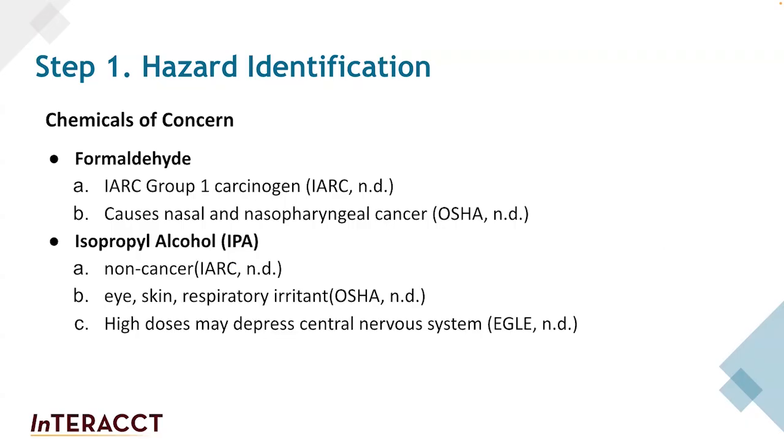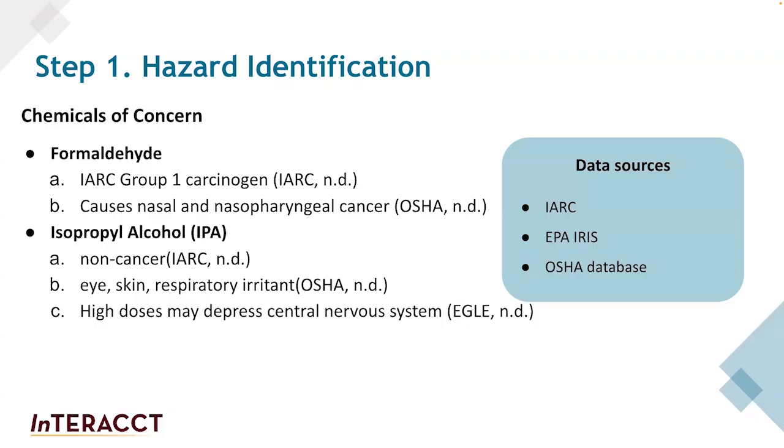On the other hand, IPA is not classified as a carcinogen, but it can still pose risks. It's known to irritate the eyes, skin, and respiratory tract, and at high doses, it may even depress the central nervous system. These hazard identifications are supported by trusted sources such as IARC, the EPA IRIS database, and OSHA. Understanding these toxicological profiles helps lay the foundation for assessing health risks in the next steps.